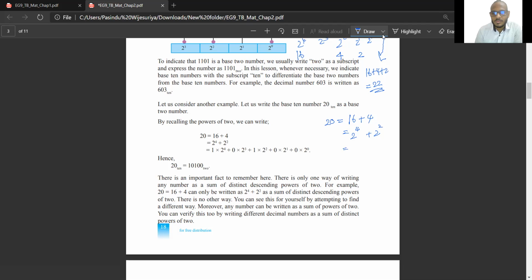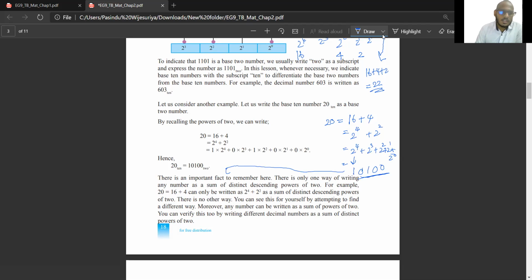So 2 to the power 4, there is no 2 to the power 3, no 2 to the power 1, and no 2 to the power 0. So 2 to the power 4, 2 to the power 3, 2 to the power 2, 2 to the power 1, 2 to the power 0. So here it is 1, 0, 1, 0, 0, and that is what they have displayed here.